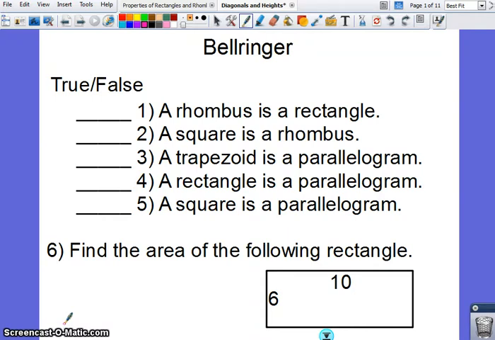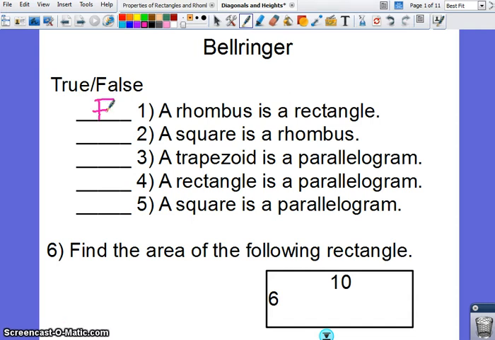So for example, a rhombus is a quadrilateral with 4 congruent sides. A rectangle is a quadrilateral with 4 congruent angles. So a rhombus could conceivably have or not have all 4 congruent angles. So a rhombus is not going to fit the definition of a rectangle all the time. So this is false. A rhombus is not a rectangle.